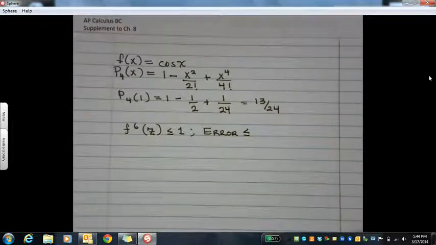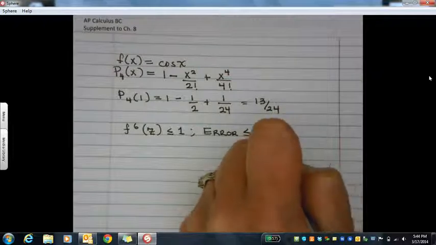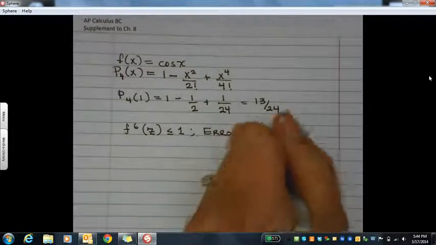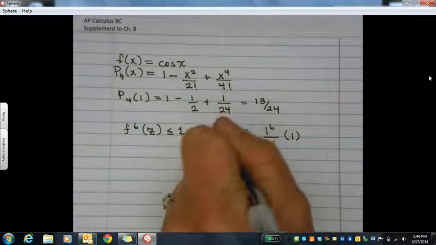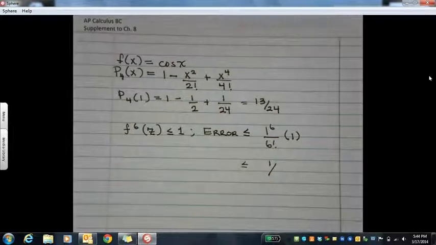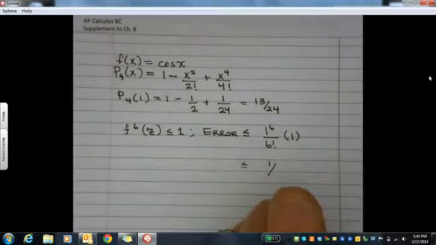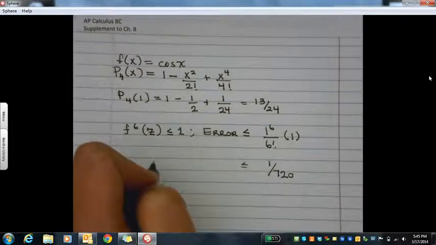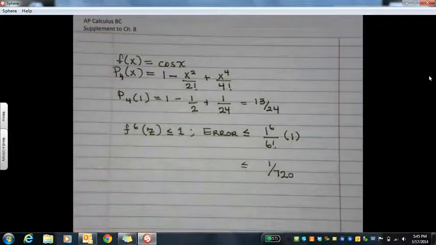So we're going back to the Lagrange error. It has to be less than or equal to 1 to the 6th, because I'm doing it for the 6th term, over 6 factorial, and then times 1. That would be less than or equal to 1 over 6 factorial. What is that? 720? Did I do that right? 5 times 4 is 20, times 6 is 120. Yep. Okay, so there is my Lagrange error. It has to be less than or equal to 1 over 720. So that means my approximation of 13 over 24 is within 1/720th accurate.